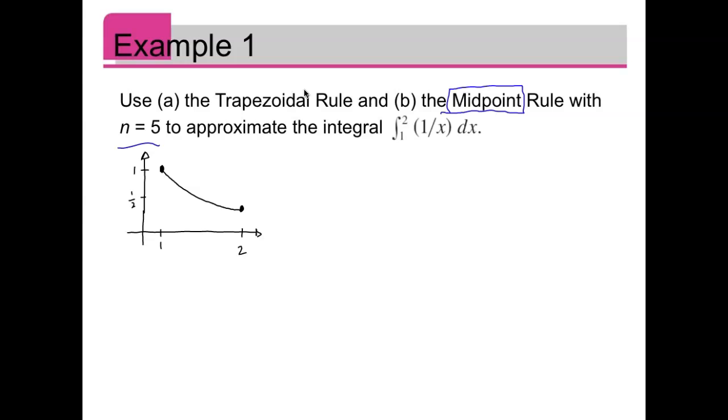All right, I just want to divide this up into 5 subintervals. So 1, 2, 3, 4, 5. All right, what's my delta x in this case? How wide is each subinterval? 2 minus 1 over 5, or 1/5.